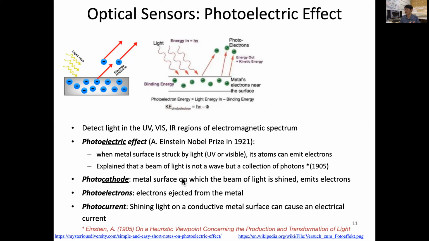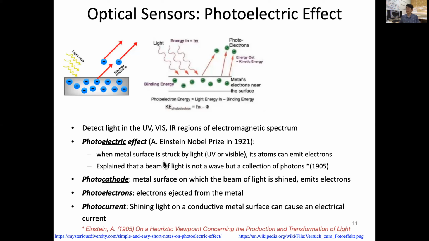So a metal surface on which a beam of light is shone emits electrons. That electron we call a photoelectron, which is ejected from the metal. And of course, an electron, as you know, is a particle with a negative charge. The flow of electrons over time we call a current. So we call this a photocurrent: shining a light on a conductive metal surface can cause a flow of photoelectrons, and over time, the amount of charge is called electrical current.